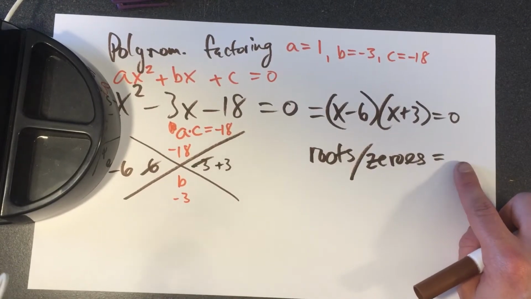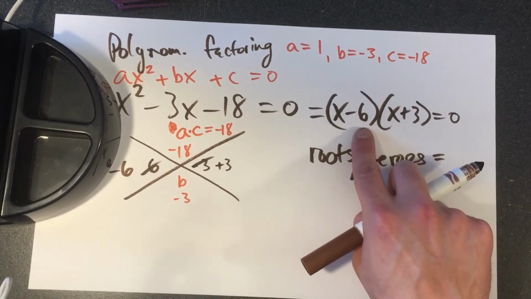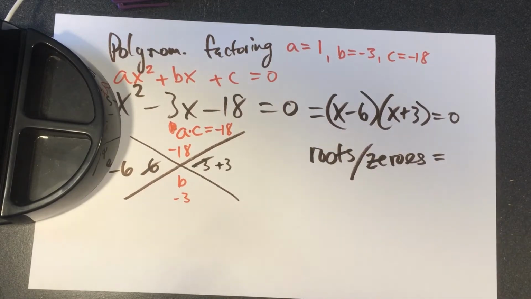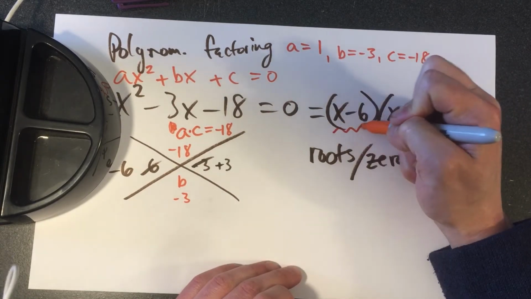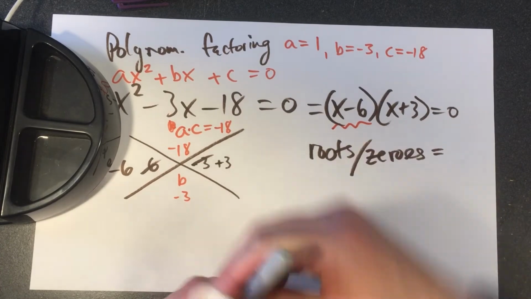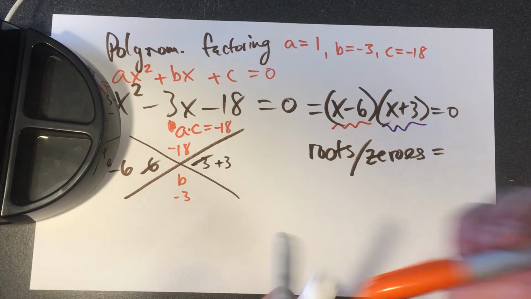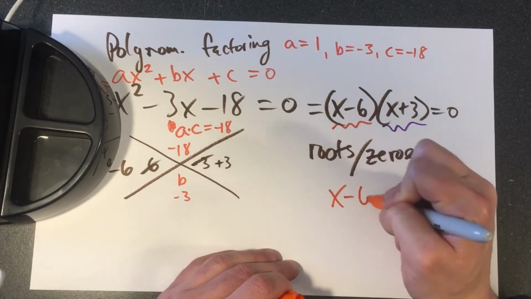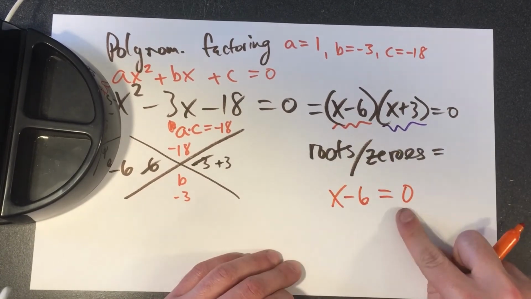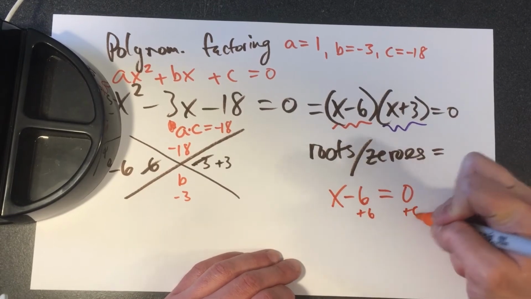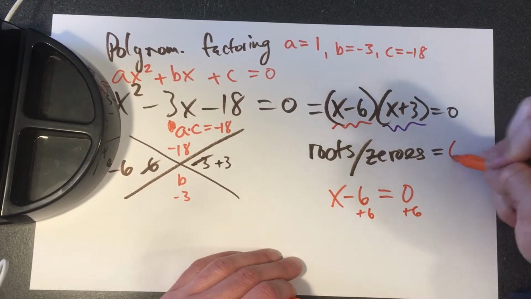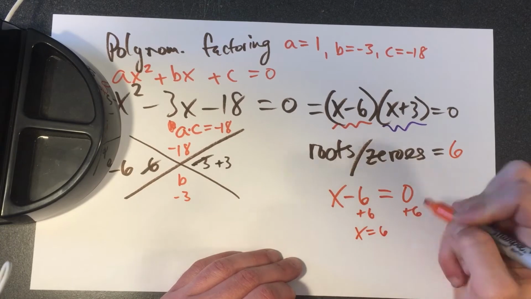In this case, let me just treat each factor independently. I have two ways to reach a 0. I have the orange way, and I have the purple way. So the orange way, I write it just as itself: x minus 6 equals 0. And then I can just solve. So one of my roots is going to be 6, because x equals 6 in this scenario.